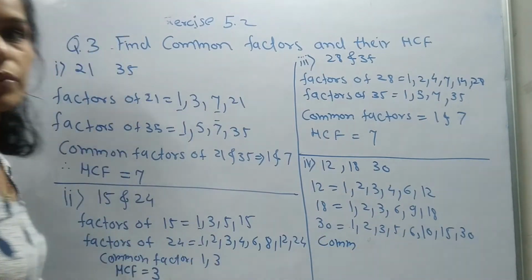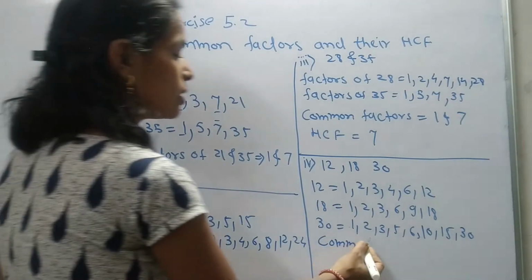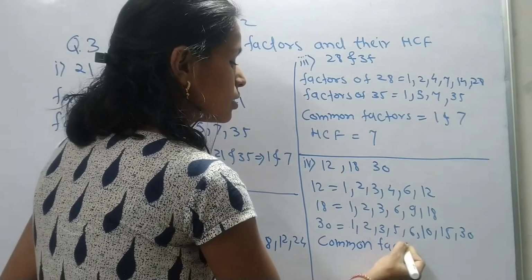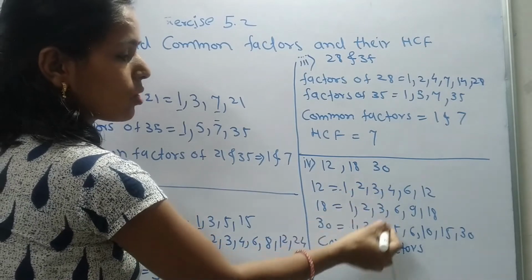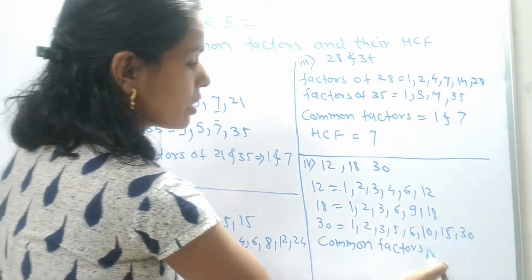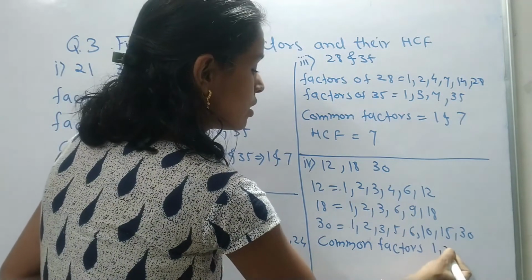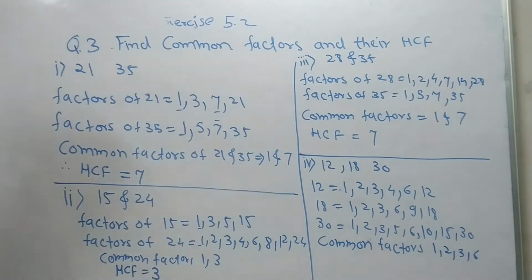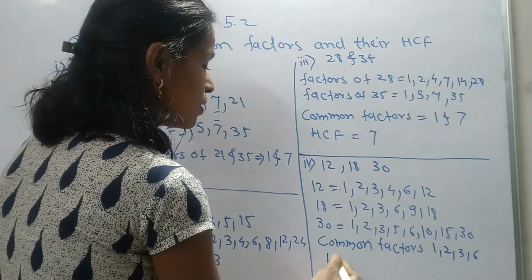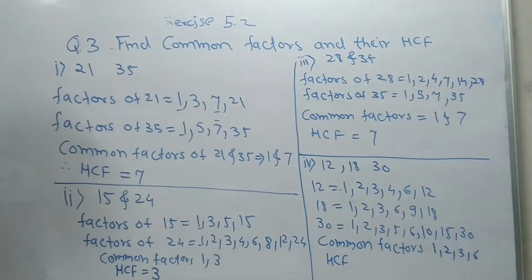Now, let's write the common factors. What are the common factors? Common factors are 1, 2, 3, and 6. So 6 is the highest common factor of 12, 18, and 30, so the HCF is equal to 6.